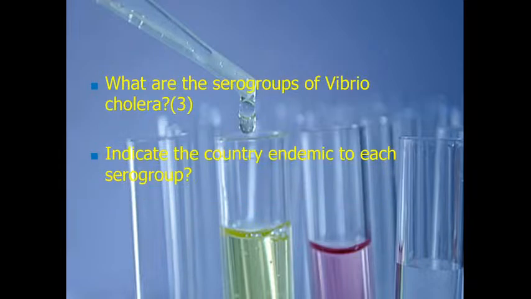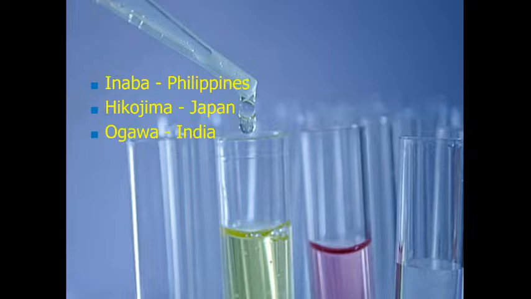Now, let's talk about the serogroups of Vibrio cholerae. In the Philippines, we have what you call the Inaba serogroup. Hikojima is found in Japan, and Ogawa serogroup is found in India. They are endemic to certain parts of Asia. Inaba, Philippines; Hikojima, Japan; Ogawa, India. Sir, why are there Japanese names? Well, these are the names of the people who actually discovered it.